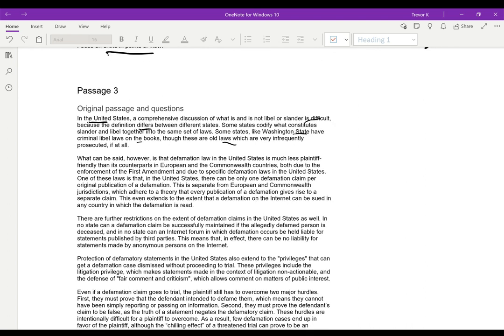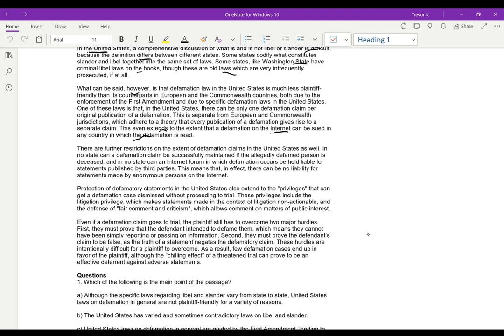All right, second paragraph. What can be said, however, is that defamation law in the United States is much less plaintiff-friendly than its counterparts in European and Commonwealth countries, both due to the enforcement of the First Amendment and due to the specific defamation laws in the United States. This even extends to the extent that defamation on the internet can be sued in any country in which defamation is read. So based on this first sentence, I would say, generally speaking, this paragraph says, in general, right, defamation law in the United States is less plaintiff-friendly than its counterparts in European and Commonwealth countries. And we've got some elaboration here in talking about defamation on the internet.